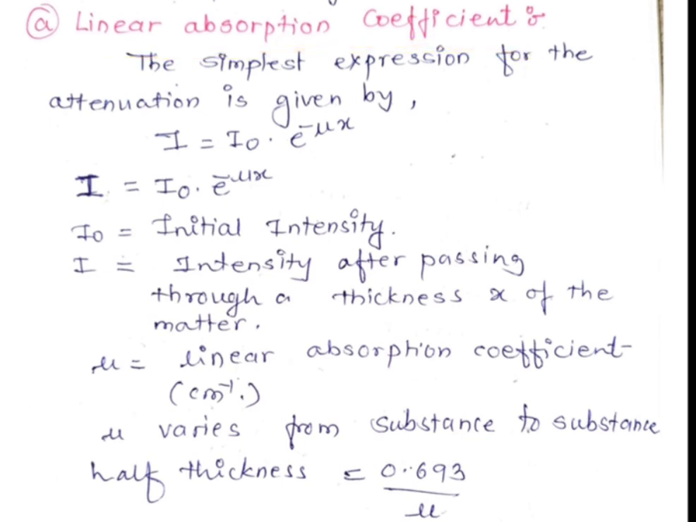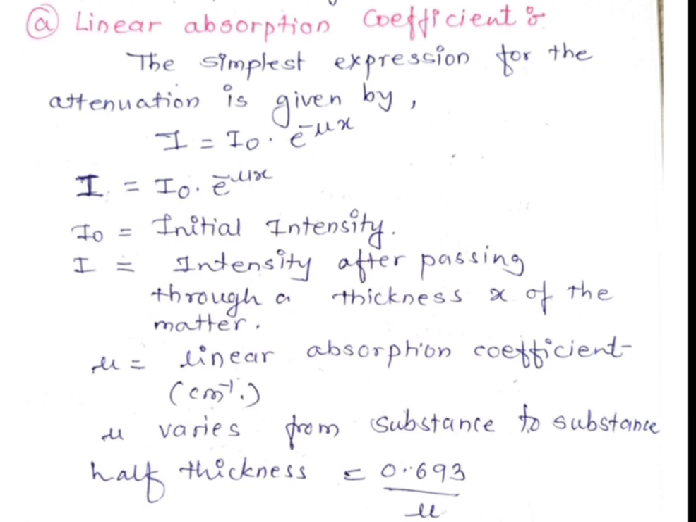The simplest expression for the attenuation is given by I = I0 e^(-mu x). So this is the simple equation for the attenuation. Here I0 is the initial intensity which we have provided to the matter. Then I is the intensity after passing through a thickness x of the matter. So x is the thickness.